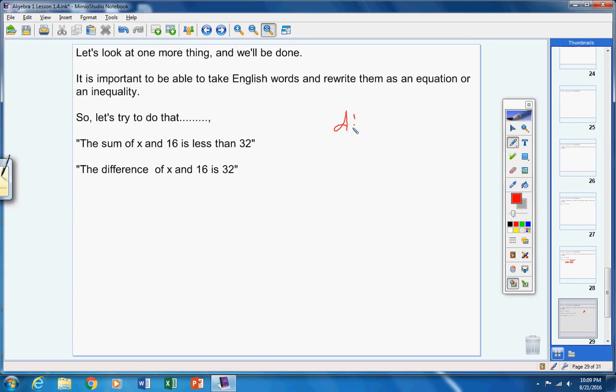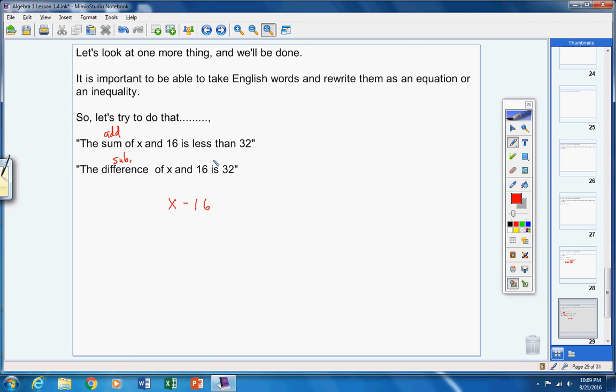Now, I don't think there's a word called differencing, okay, but I'm going to use it anyways. We are differencing x and 16. The difference of x and 16. Now, what does difference mean? Well, sum means add. Difference means subtract. So if we're differencing something, we're subtracting something. In other words, we're subtracting. So x minus 16 is.